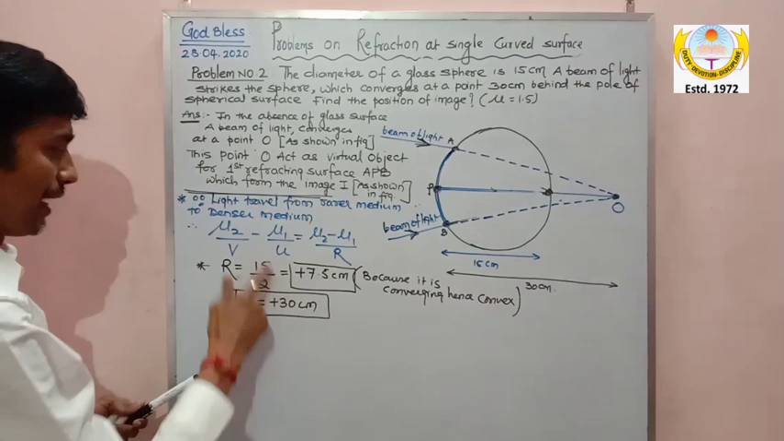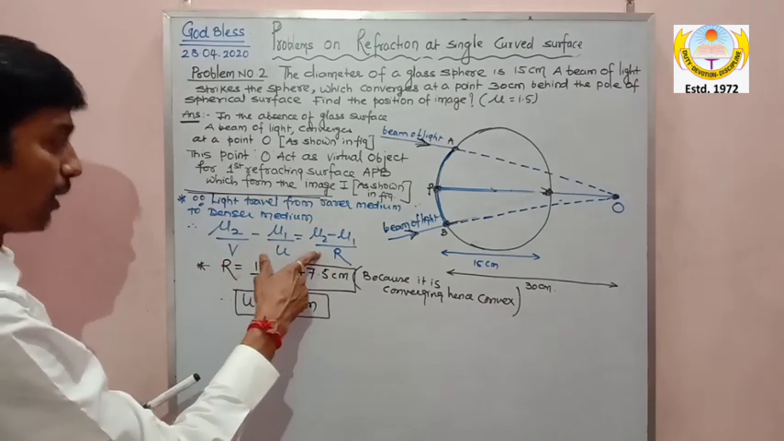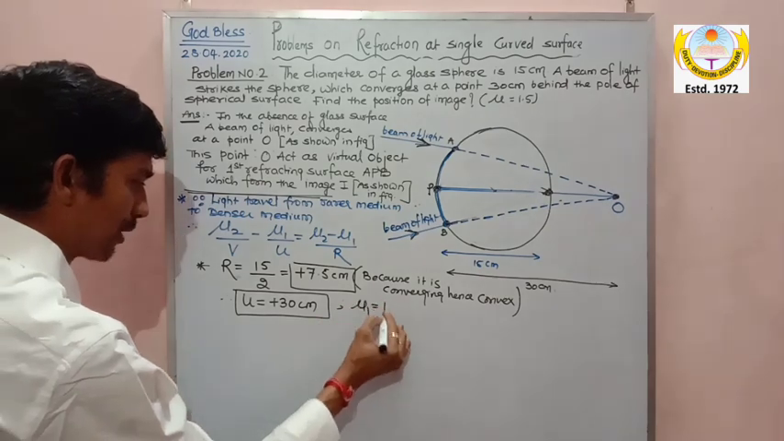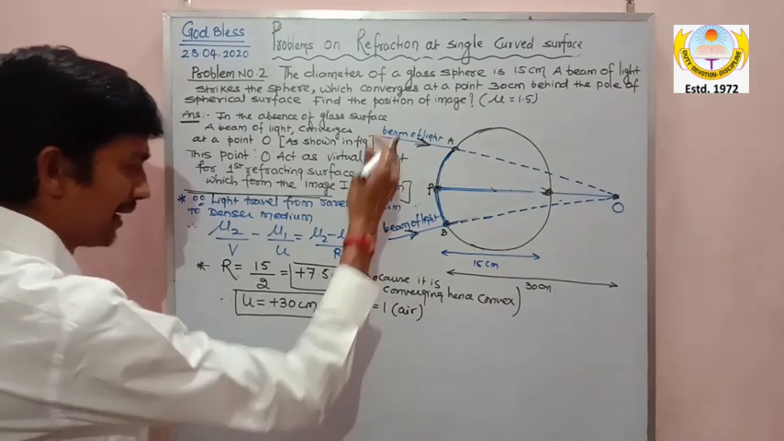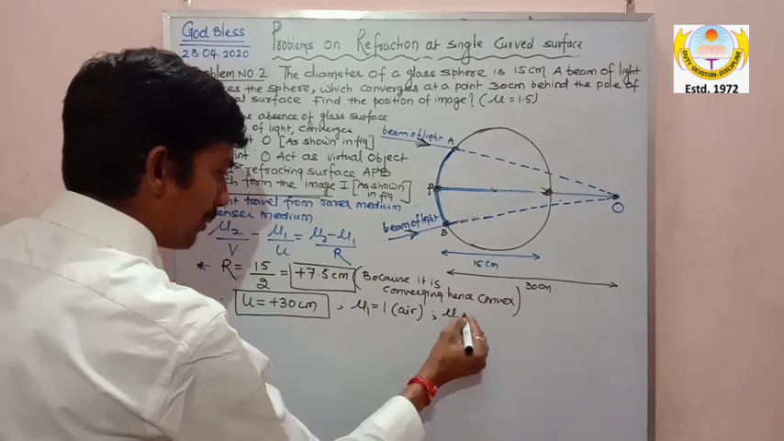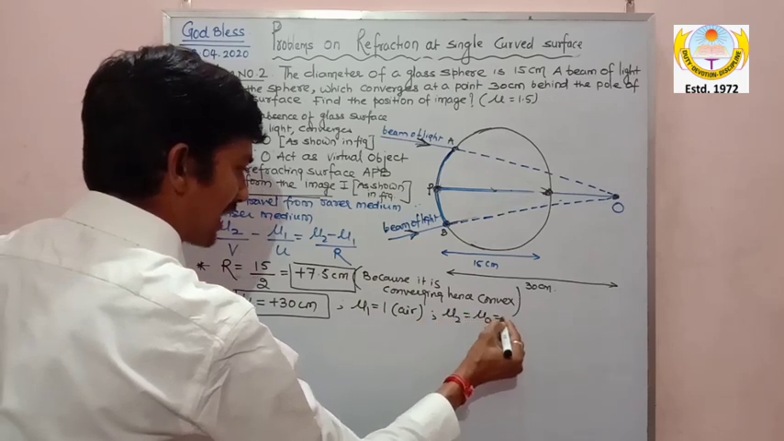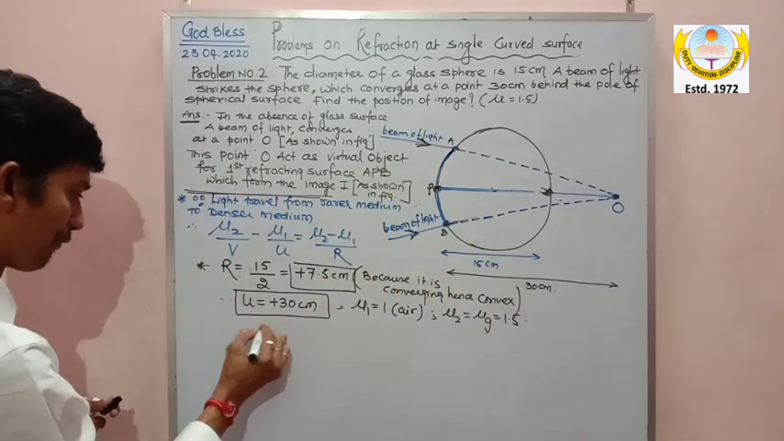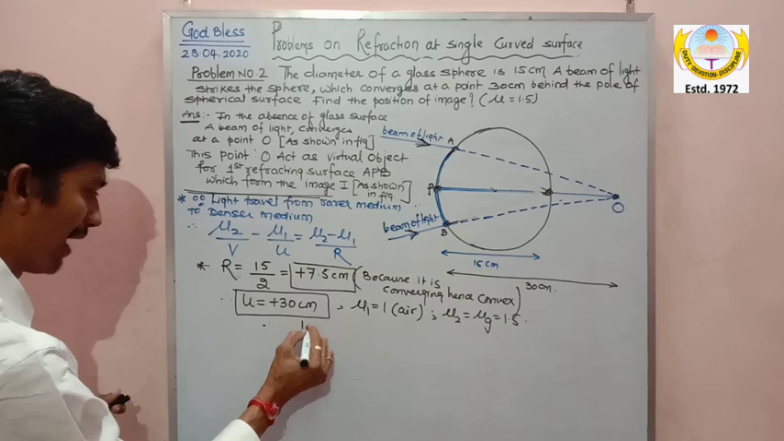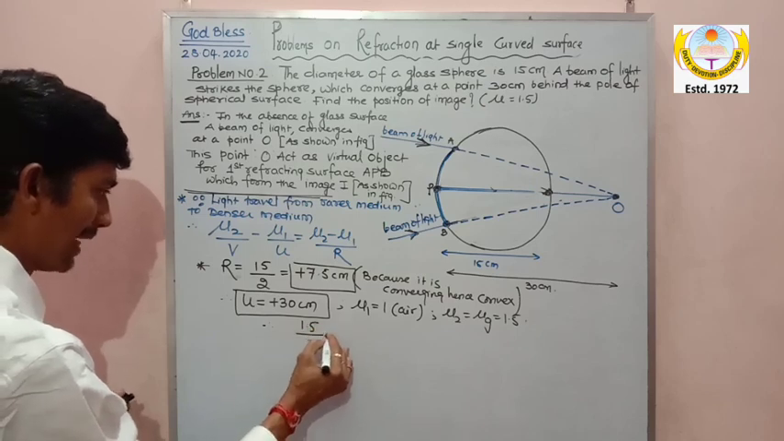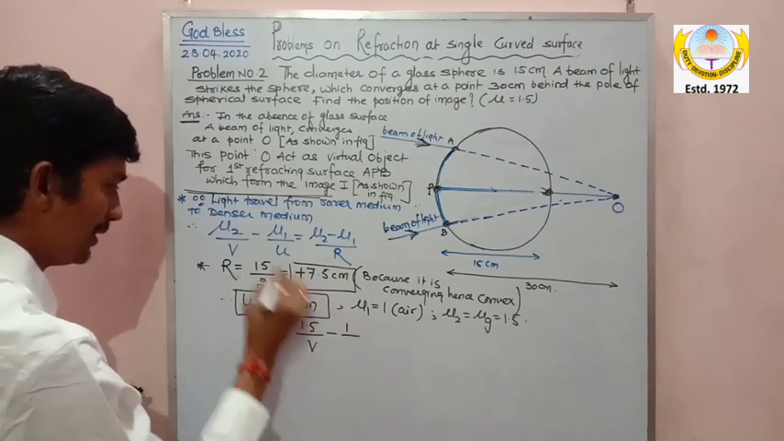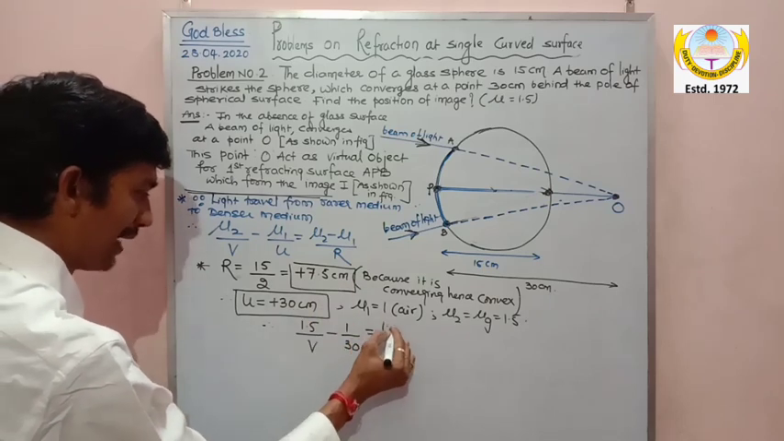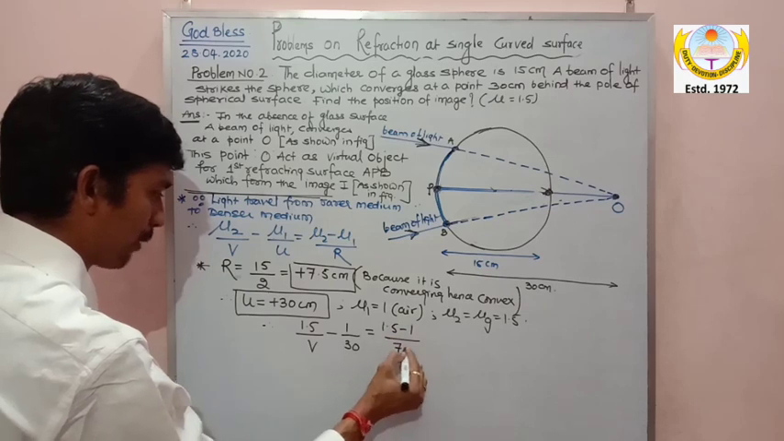Now, my dear, I have u, I have the value of R also, and now mu1 and mu2. You all know that mu1 is 1 because it is air, the light is coming from air, and mu2 is equal to mu g, that is the refractive index of glass, which is 1.5. So now let us calculate everything. Therefore, in the formula, this is 1.5 divided by v minus 1 divided by u, where u is 30, equal to 1.5 minus 1 divided by 7.5.